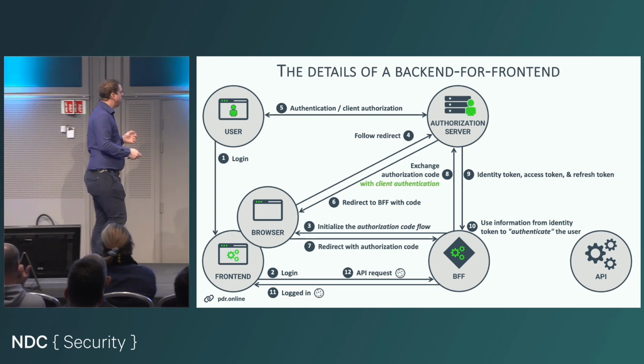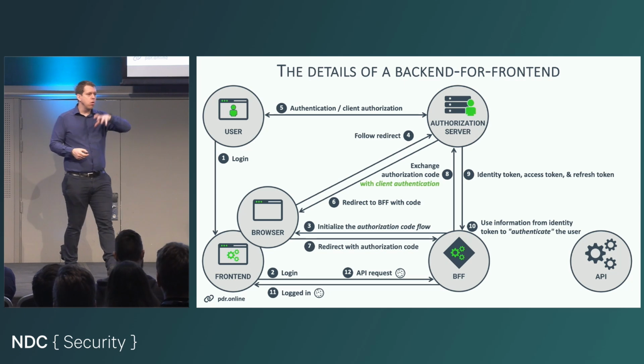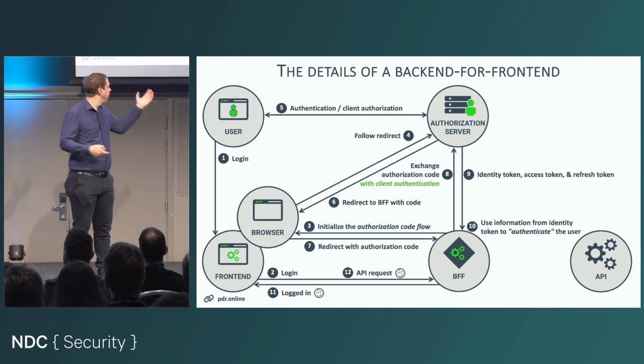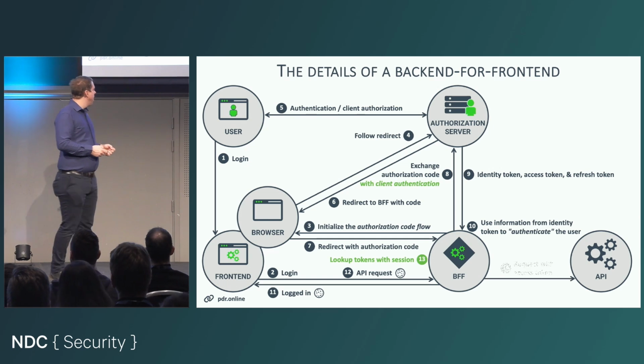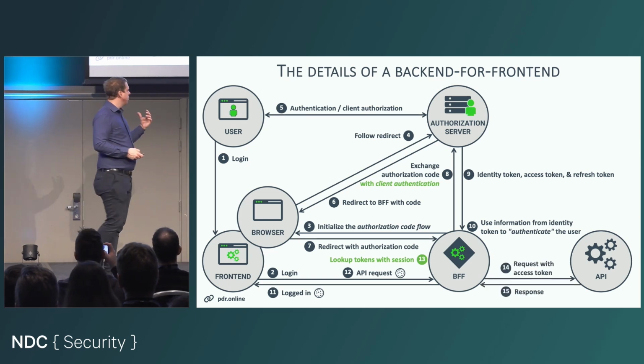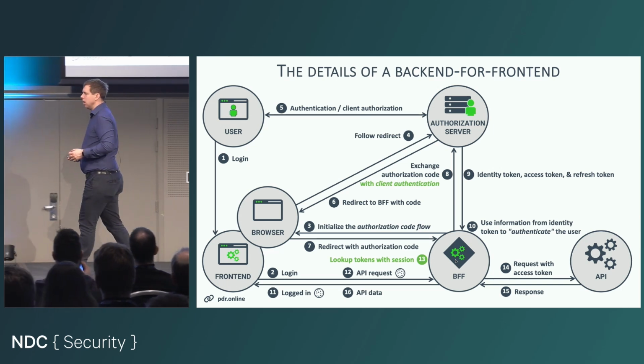When we call an API, the front end will call an endpoint on the BFF with the cookie. The BFF will use the cookie, look up like, oh yeah, this is for this user. We have an access token, take the access token, forward the call to the API in 14, and the API will process the request just like before, and a response goes back, and everybody's happy. That's what a BFF does. All right.